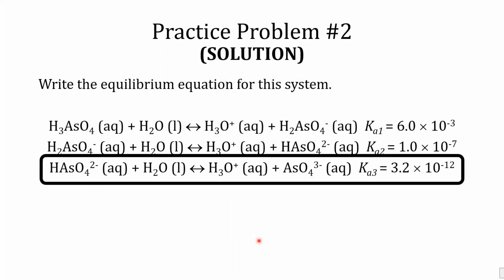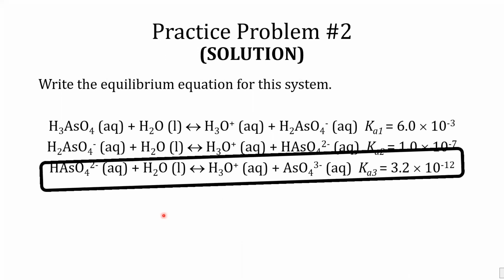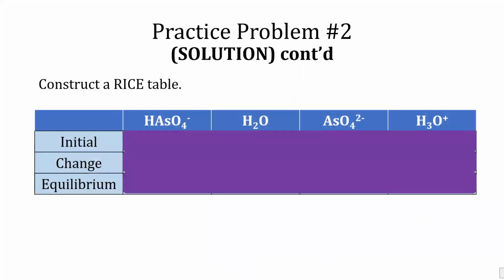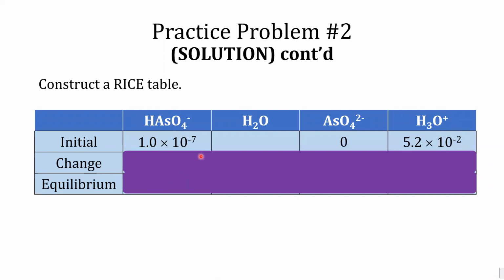Now, one will work on the third ionization process where hydrogen arsenate ion in liquid water ionizes partially to produce hydronium and arsenate ion. Ka3, or the third acid dissociation constant, is 3.2 times 10 to the minus 12. In constructing the Rice table, the initial concentration of hydrogen arsenate ion is 1.0 times 10 to the minus 7 molar. Arsenate ion has 0 molar, and hydronium ion is 5.2 times 10 to the minus 2 molar.